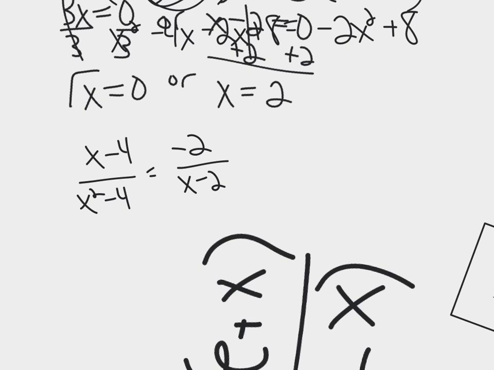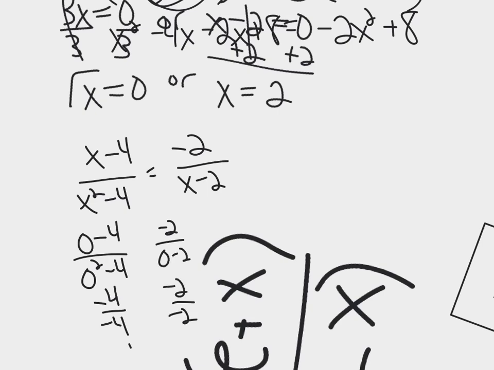Okay, so if we put in a 0 first, that's just going to give me basically negative 4 over negative 4, and negative 2 over negative 2. So both of those are equivalent to 1. So that works. Then we could try putting in a 2. So we try putting in a 2 for x.